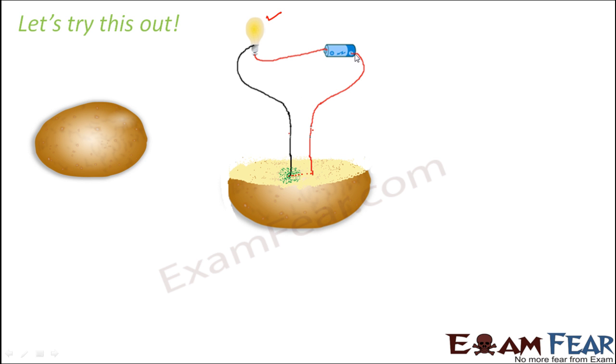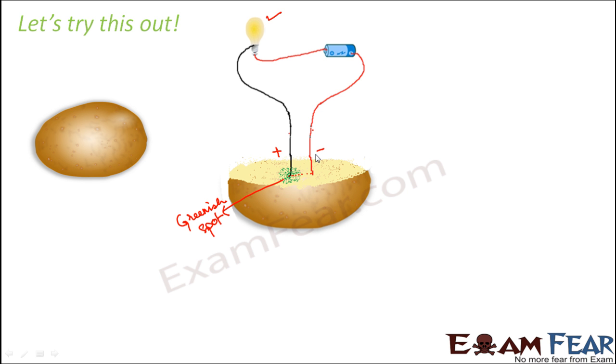Correct? Because this one is coming from the negative terminal of the battery, this one is coming from the positive terminal. So you see a greenish spot on the potato. So from where does this green color come into picture? It must have been a result of some chemical changes which would have taken place in the potato. And this spot was seen along the wire which is connected to the positive terminal. So this wire is connected to the positive terminal, this one is connected to the negative terminal.